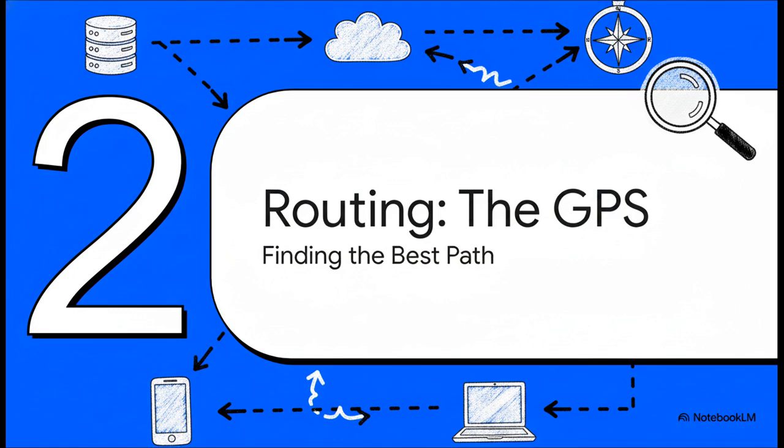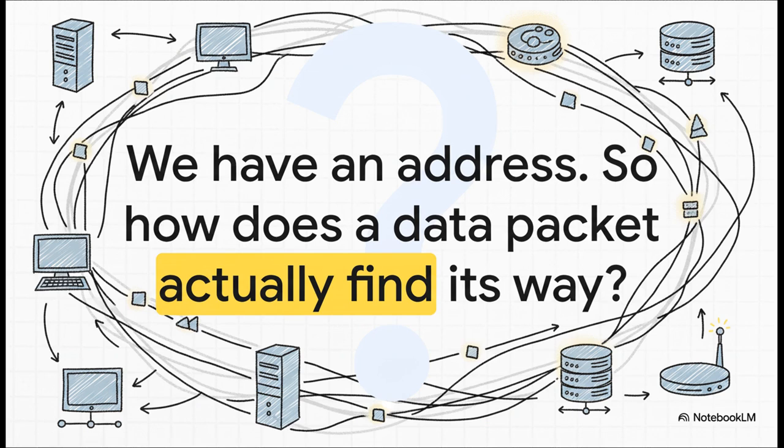Okay, on to part 2. Now we know every device has a smart 2-part address. So the next question is, how does a piece of data actually figure out the best way to get there? And that's our next big question, isn't it? Your computer sends out a little chunk of data, we call it a packet, and it has a destination IP address on it.